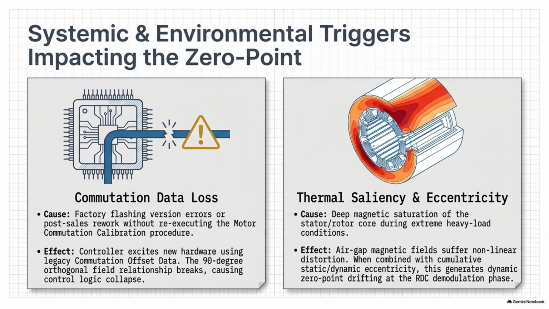Wow. It's like a magnetic mirage. Yes. The sensor is looking at the exact right spot, but the heat is bending the light. Or in this case, the magnetic flux, so the zero point appears to be somewhere else. A magnetic mirage is a brilliant way to phrase it. And you have to combine that thermal mirage with cumulative geometric manufacturing tolerances, because no physical object is perfectly round. Exactly. There is always a microscopic wobble. The source refers to this as static and dynamic eccentricity.